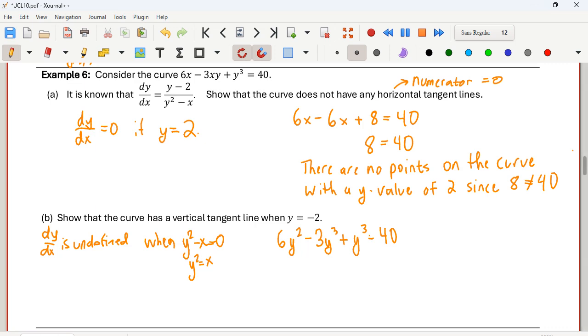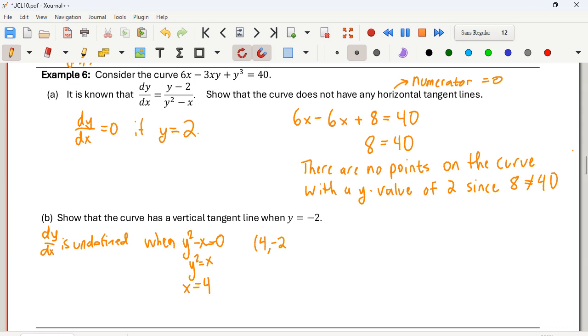So this is what you have to do when they want you to find a vertical tangent line without a given x value. But I know my x value. So y squared equals x. Let's plug into that instead and make our lives easier. What does x equal? X equals 4. Yep. Okay, so our point is 4 comma -2.